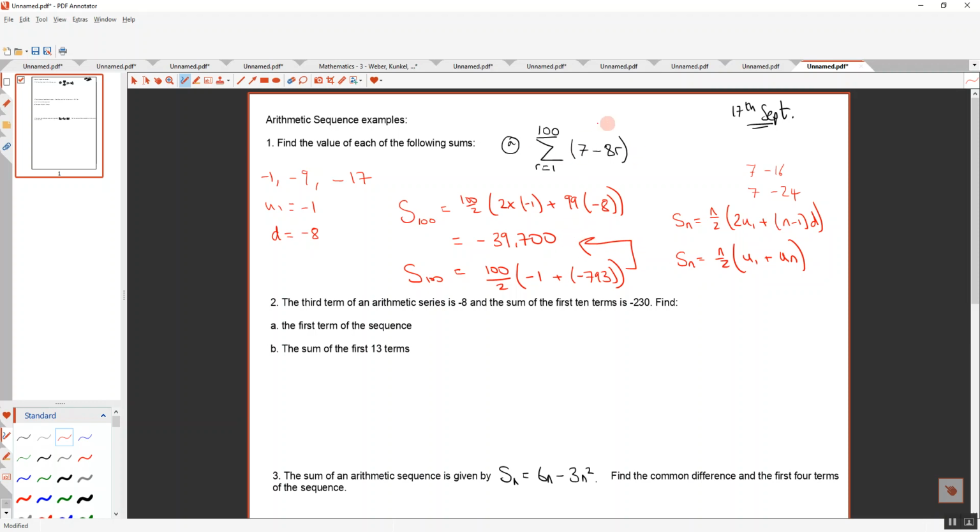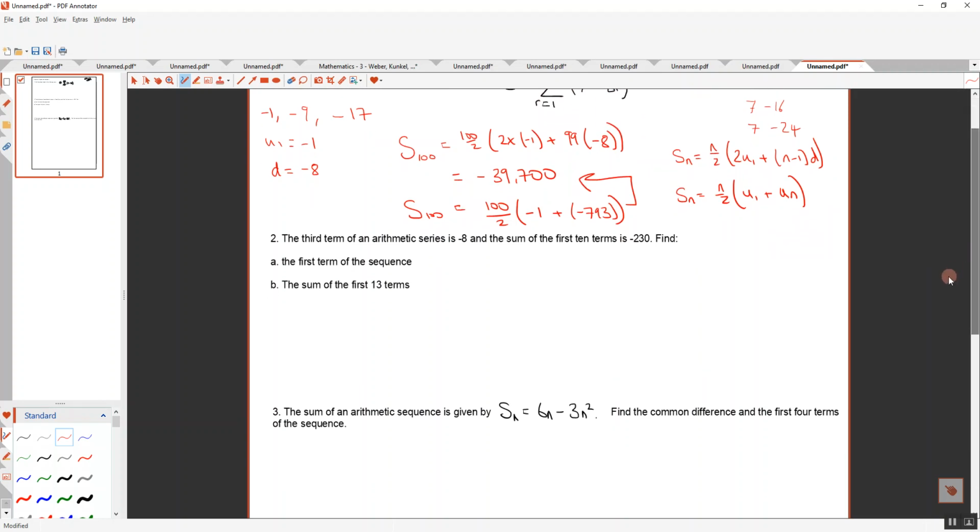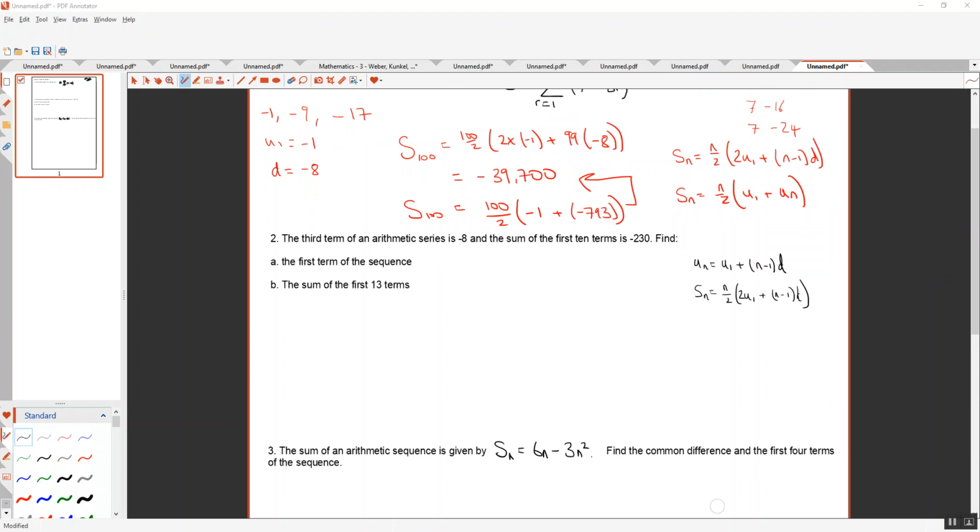But don't let this crazy looking notation ruin it on you. Okay, let's have a look at the second one. So I've got my formula for the nth term. I've got my sum of the first n terms. So I'm going to use the information in the question. We're told the third term is negative 8.